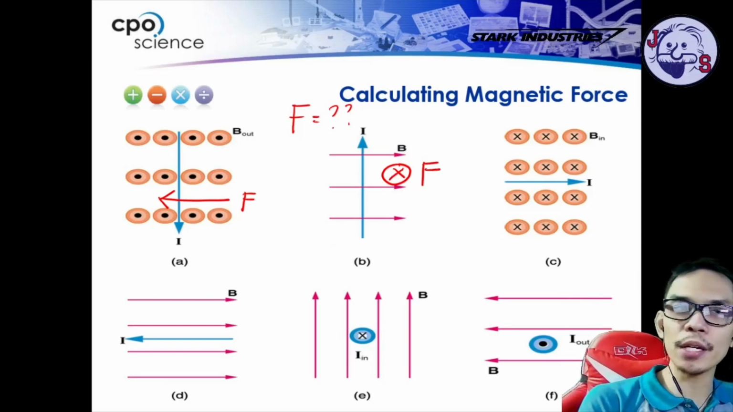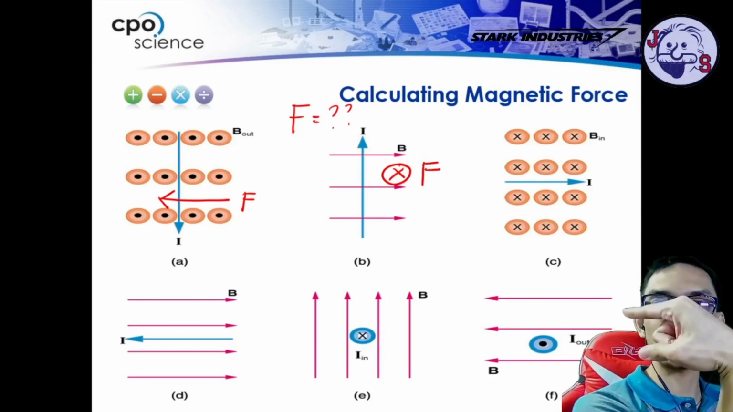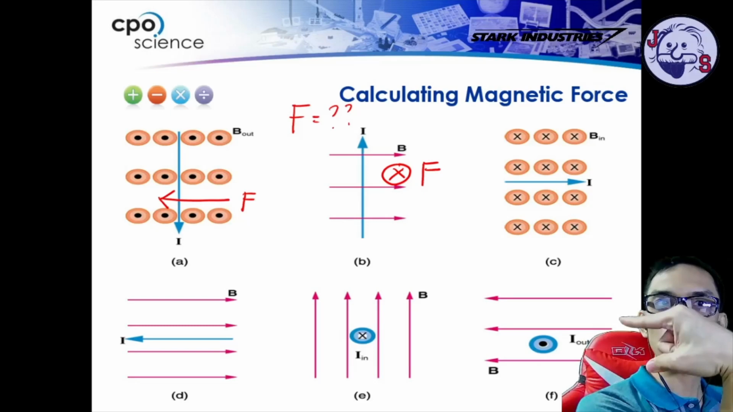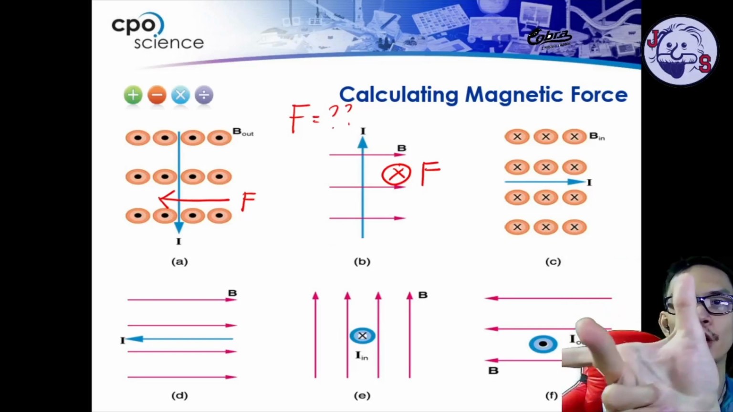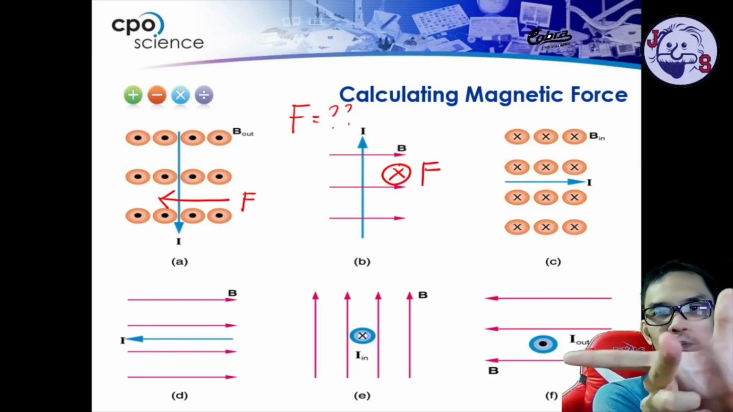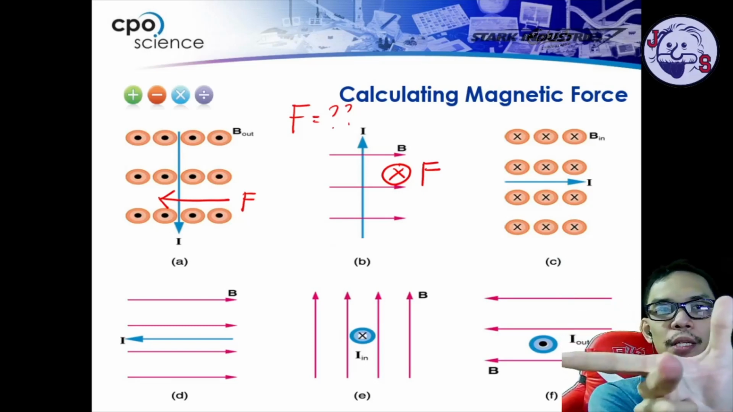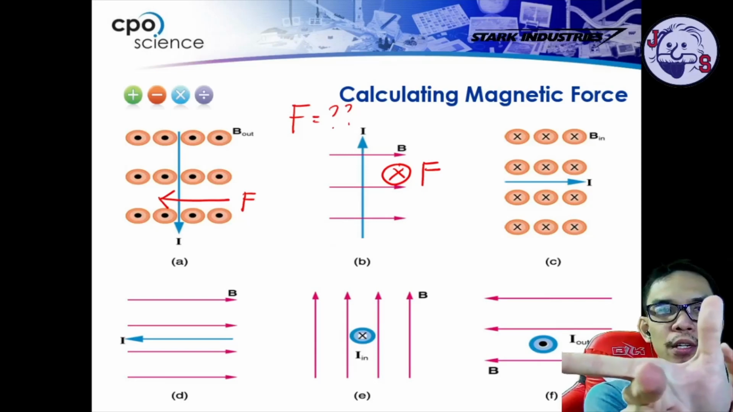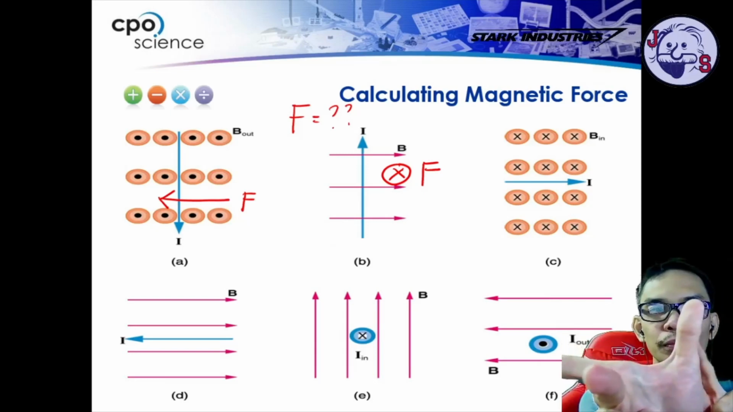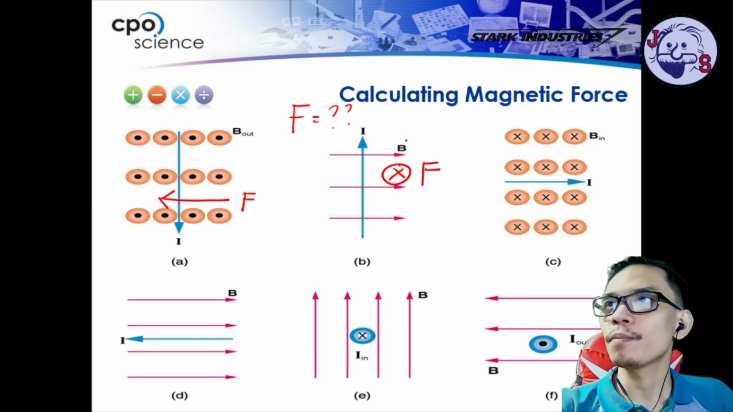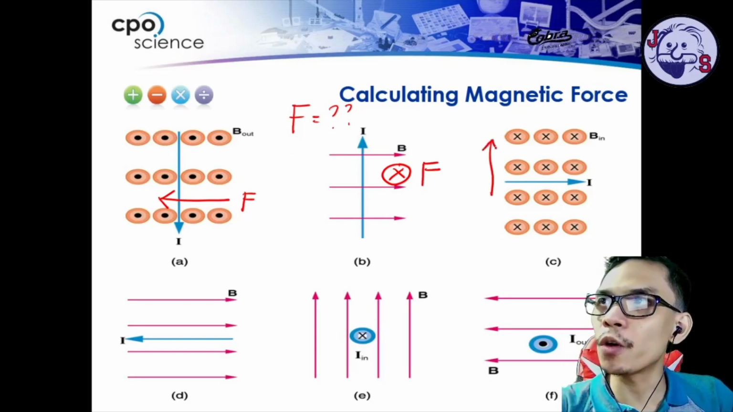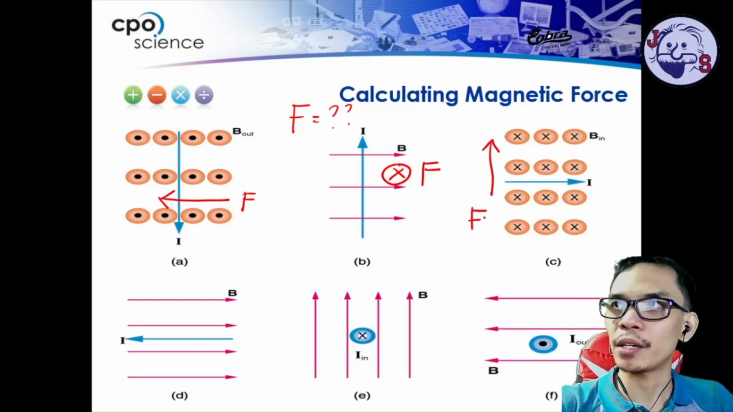All right, next one, letter C. The current is going this way, and the magnetic field is going inside the screen. So what is the direction of the magnetic force? The magnetic force is going up. So we draw an arrow here. It is going upward. That is the magnetic force.